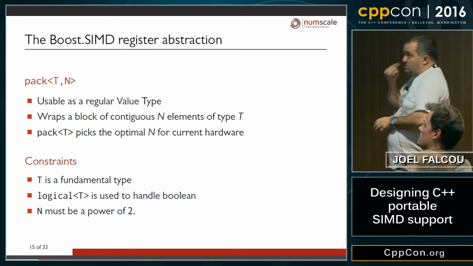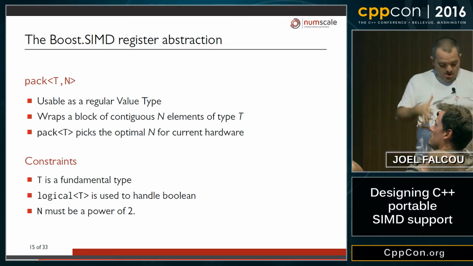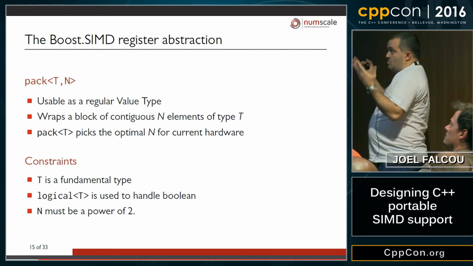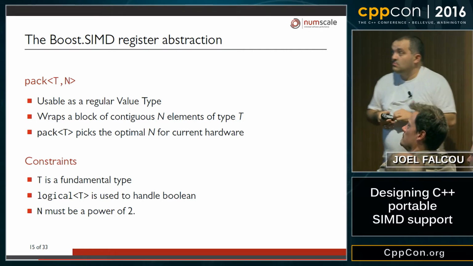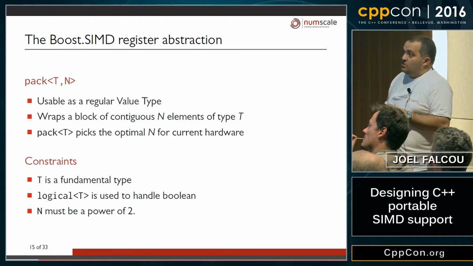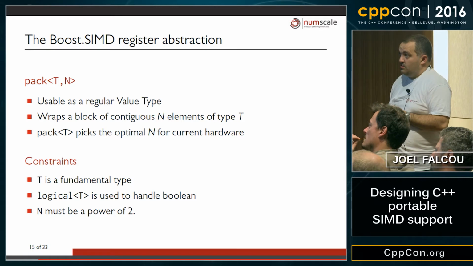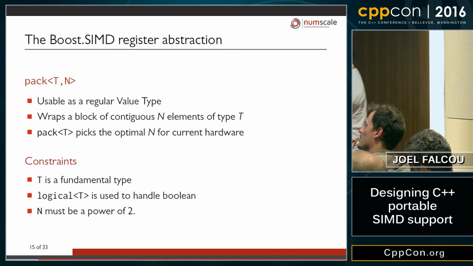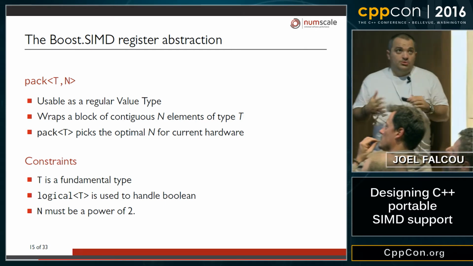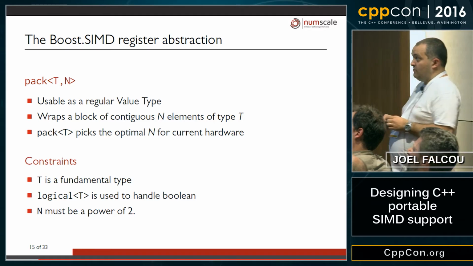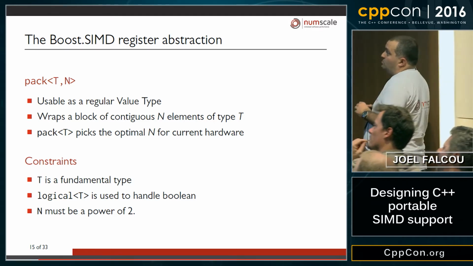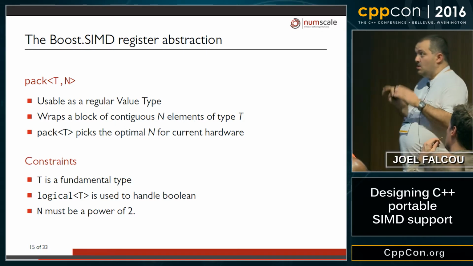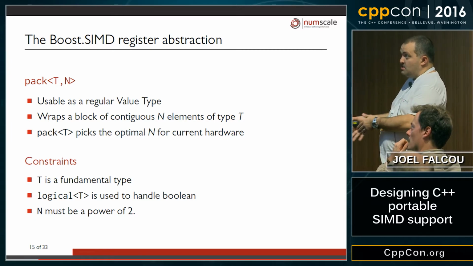So what we decided to do is to have a very simple abstraction, which we call the pack, which is an abstraction around wide registers. Basically, it's a regular value type. You can use it like every other standard type. It wraps a block of n elements of type T, which are contiguous. And depending on T and n, the storage of this pack of data will be different. And if you don't really know what to put for n, you can just omit it. At compile time, we will pick the optimal width of your pack, depending on your architecture.